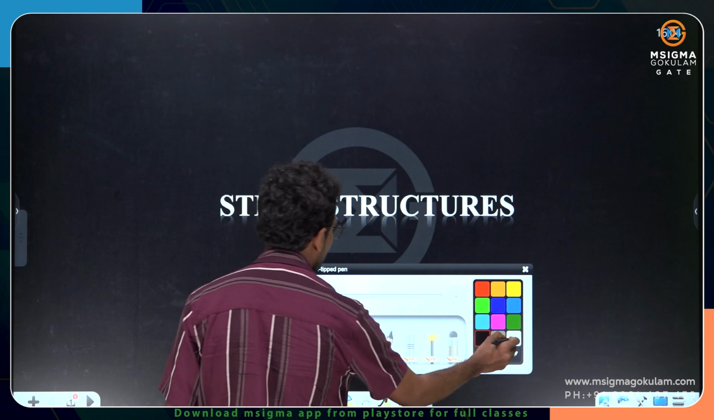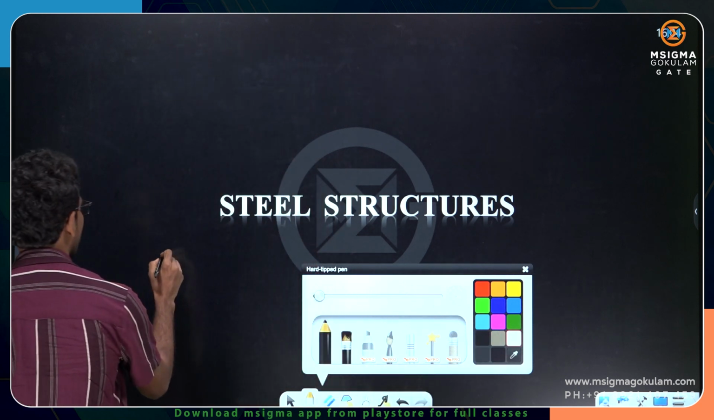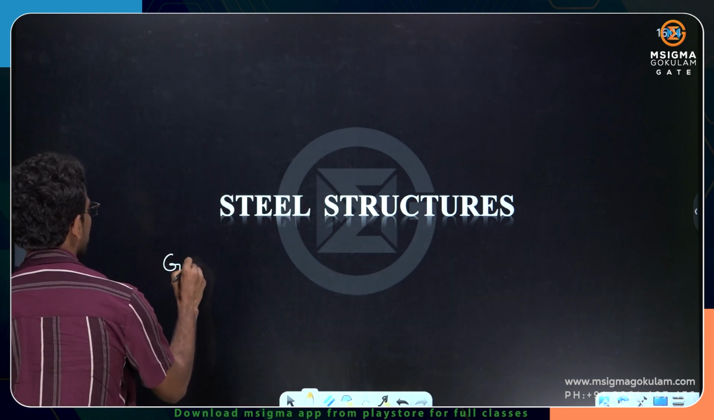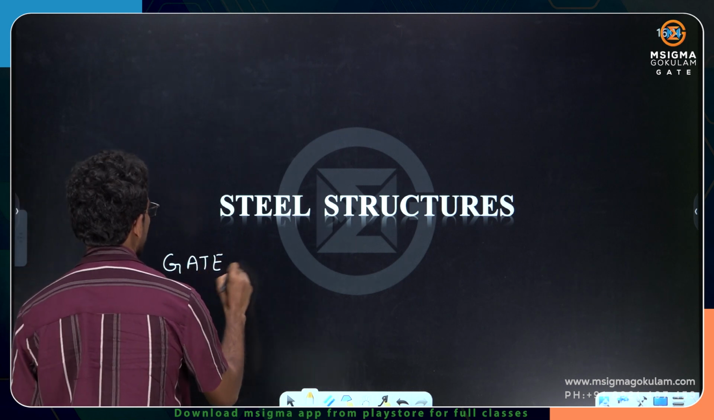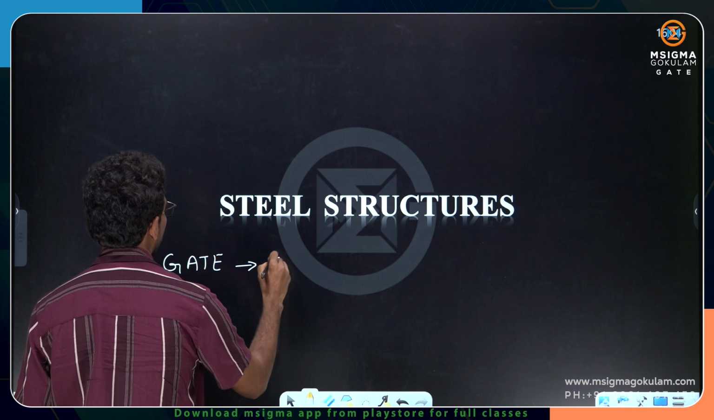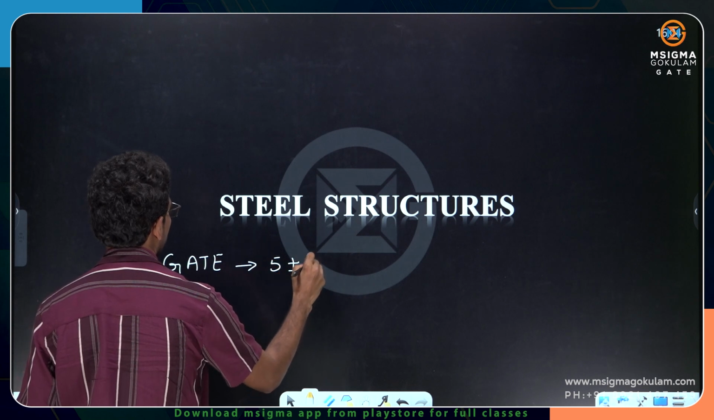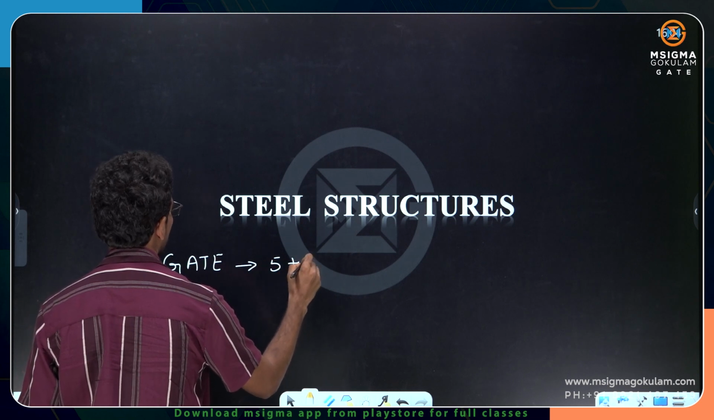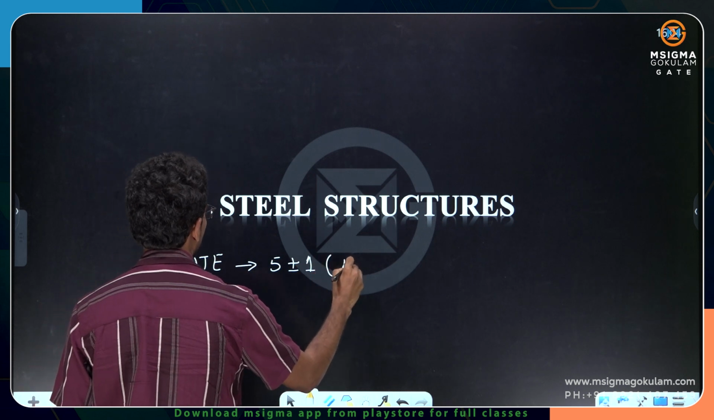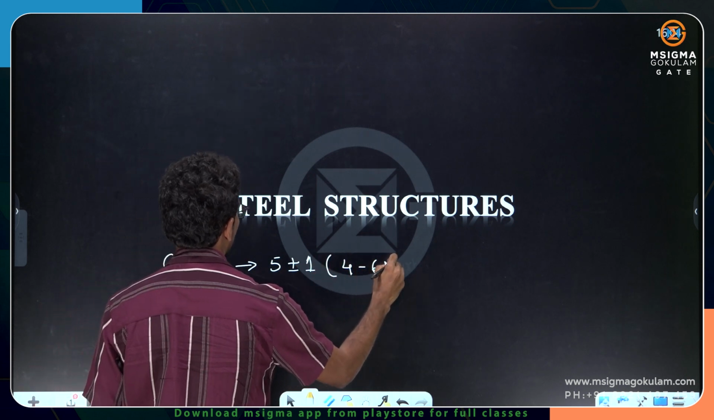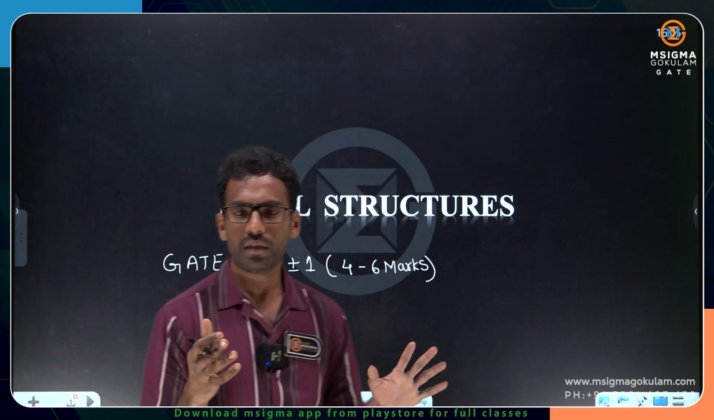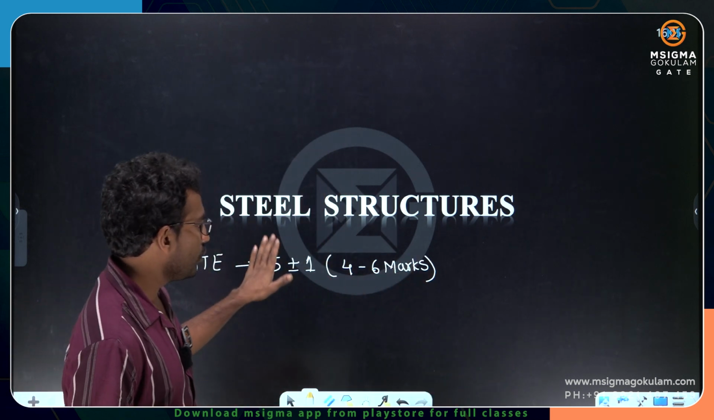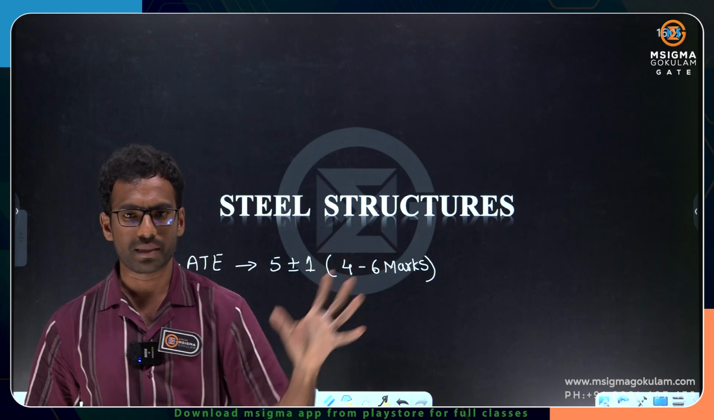The weightage of this particular course, steel structures, for the GATE examination is 5 plus or minus 1. So, typically we can say 4 to 6 marks is the general weightage for this particular course. Sometimes it may be more also, but on an average from steel structures, you will be getting 4 to 6 marks for the GATE examination.